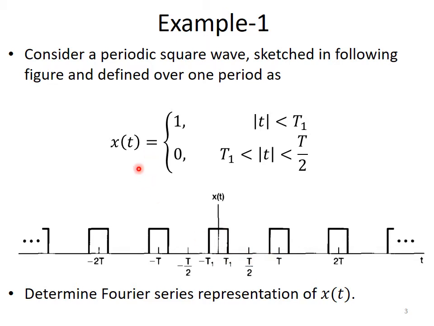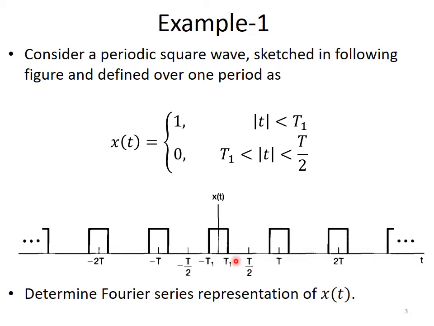So the magnitude of the pulse is equal to 1 as long as the time is between minus t1 and t1. You can see here, when time is between minus t1 and t1, the value of the function x of t is simply 1, and it is 0 elsewhere. This is the definition of this function for one period, which is from minus T upon 2 to T upon 2. This is one complete period, and T upon 2 to 3T upon 2 is another period.